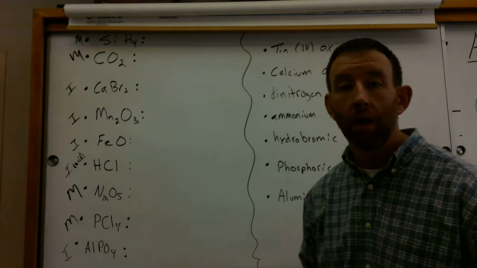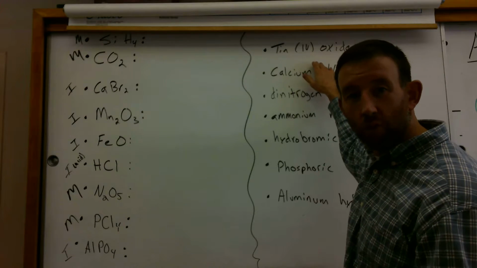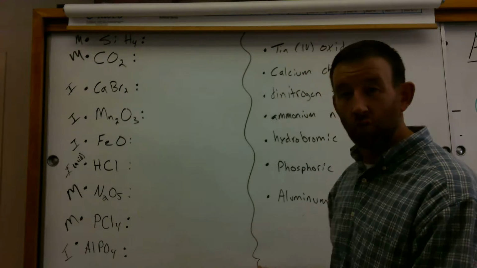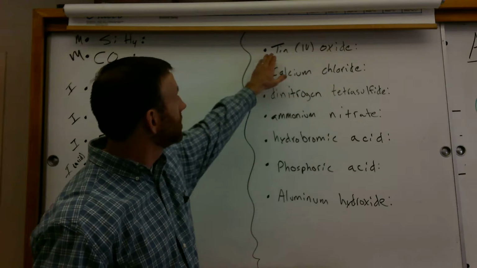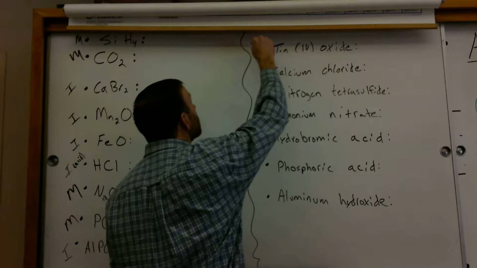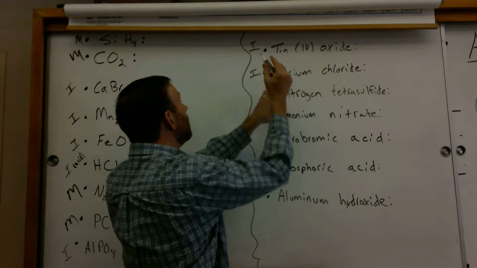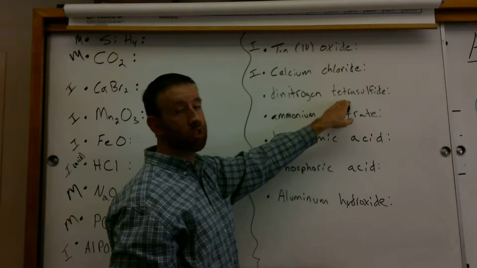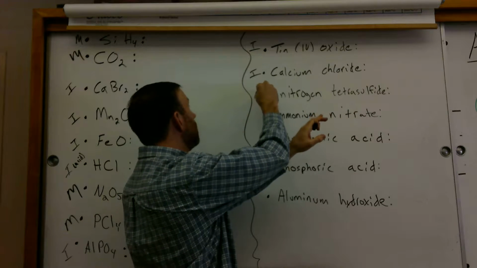Okay, now it's a little easier when you're given the name to write the formula, because the name kind of gives away whether it's molecular or ionic, but let's go through that process anyway. Tin oxide, tin is a metal, that's ionic. Calcium chloride, calcium is a metal, ionic. Dinitrogen tetrasulfide, nitrogen, sulfur, two nonmetals.